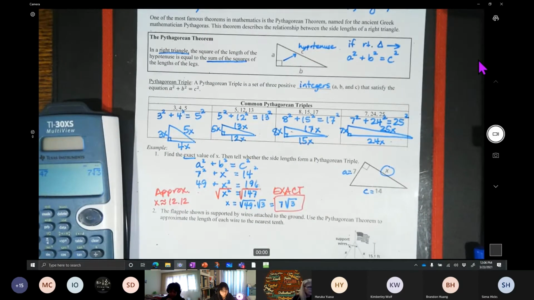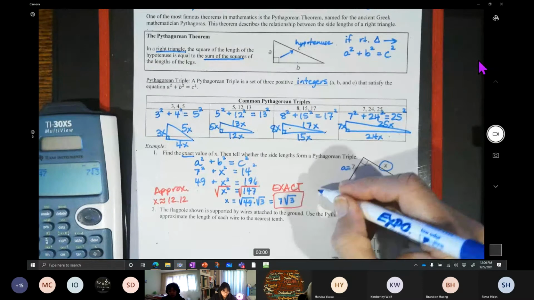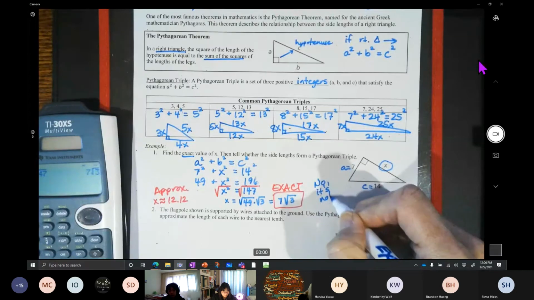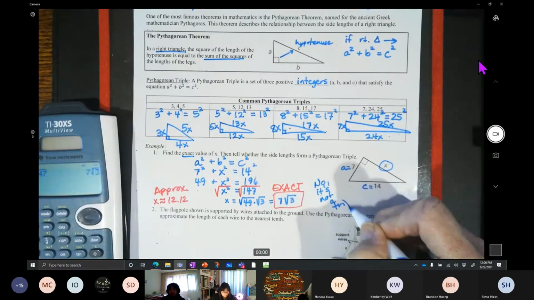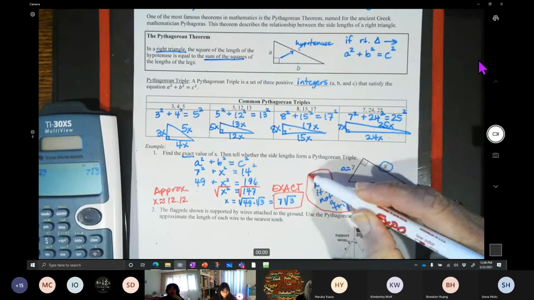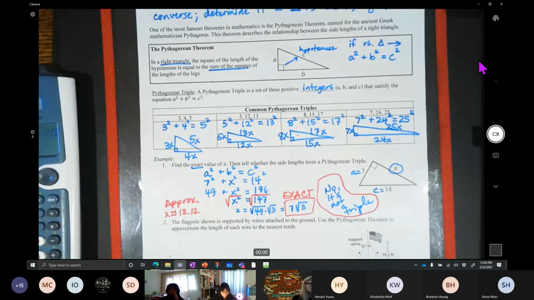Okay. Then I would ask, by the way, does this form a triple? No, it's not a triple. Always have to answer our questions, whatever's being asked. Any questions so far? And I'll slow down if there are.